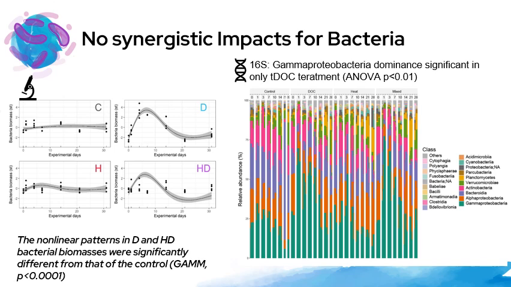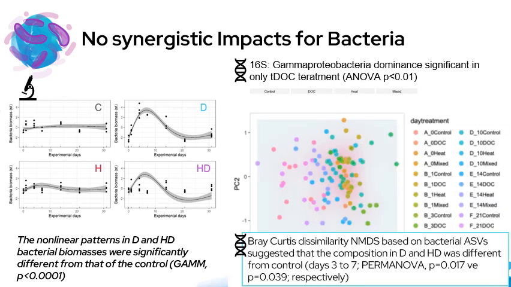On the left-hand side, you can see that bacterial biomass was only significant for D and mixed treatments with nonlinear patterns of increase followed by a decrease. On the right-hand side, you can see 16S rRNA results showing Gammaproteobacteria dominance significantly in DOC treatment proved by ANOVA. And if you look at the Bray-Curtis dissimilarity, it also showed that the composition significantly altered for only D and HD treatments.